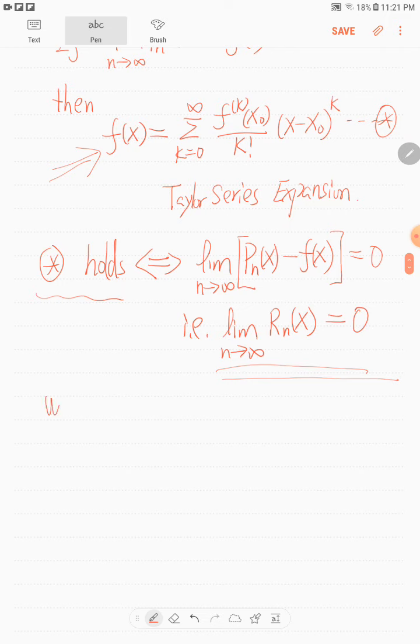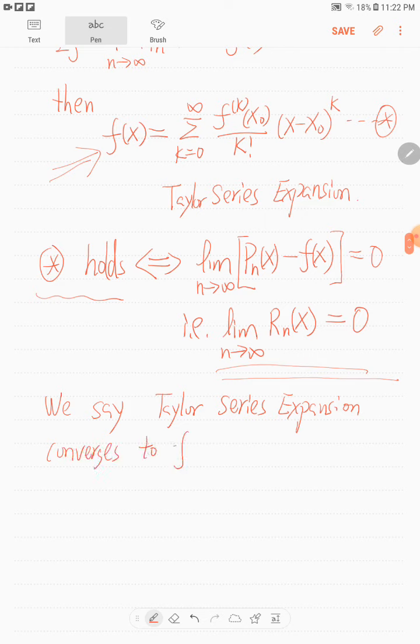So we say this Taylor series expansion converges to f if the limit of the remainder equals 0.